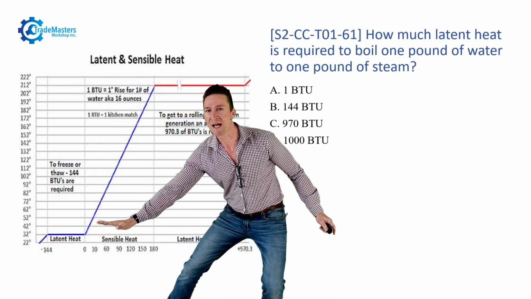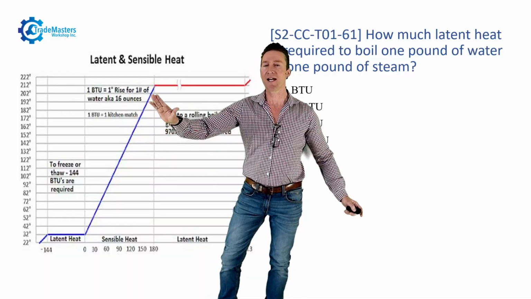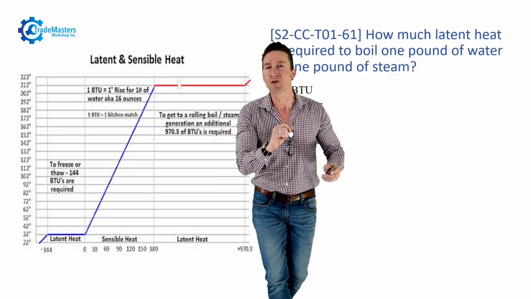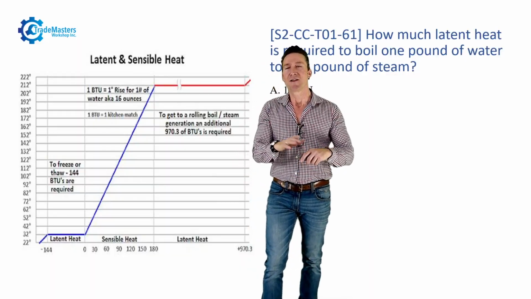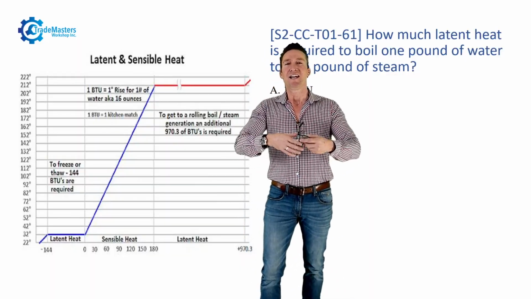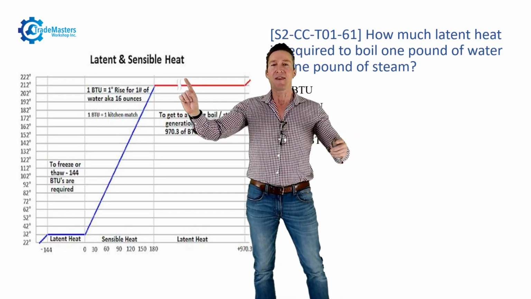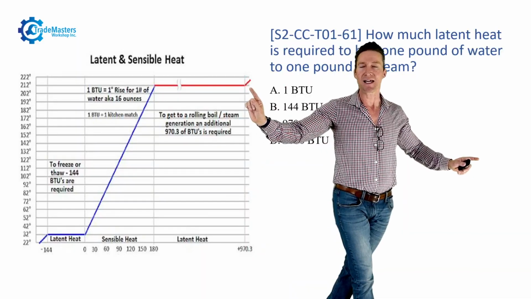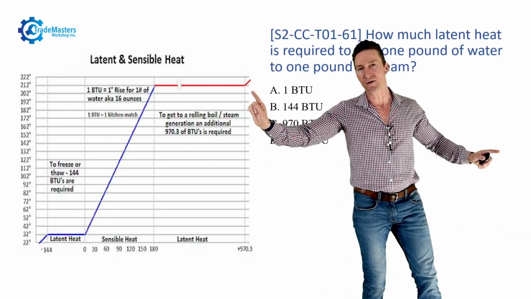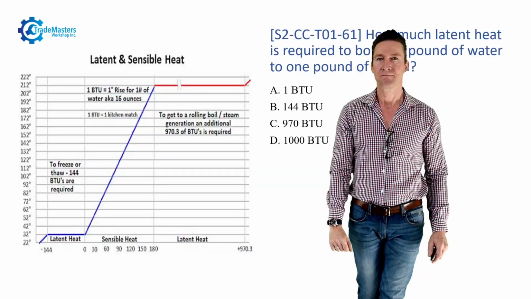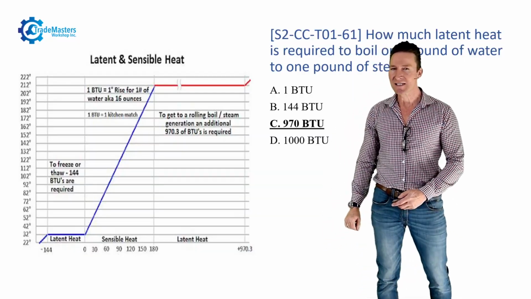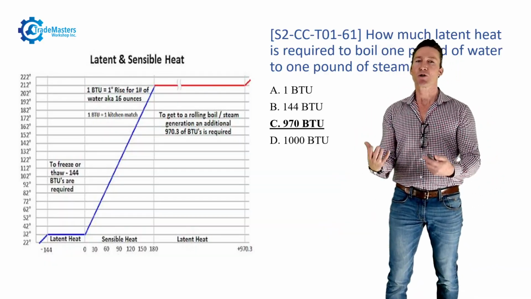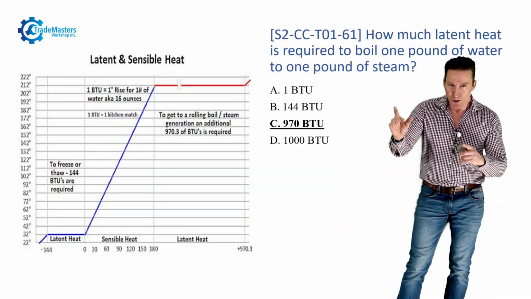Then we once again add sensible heat, the kind that makes the temperature of that water rise all the way up until you hit 212 Fahrenheit, the boiling point of water. If we can get to the boiling point, then that 1 pound only needs another 970 BTUs to get it to change state into 1 pound of steam. The answer to the question is C. 970 BTUs of latent heat is required to boil 1 pound of water to 1 pound of steam.